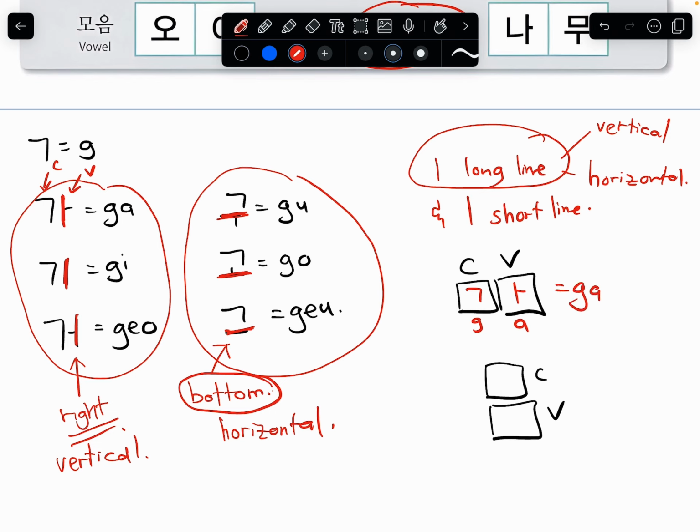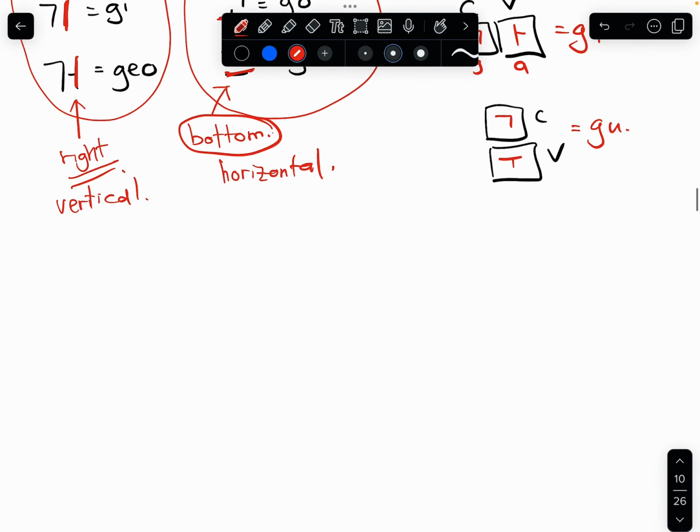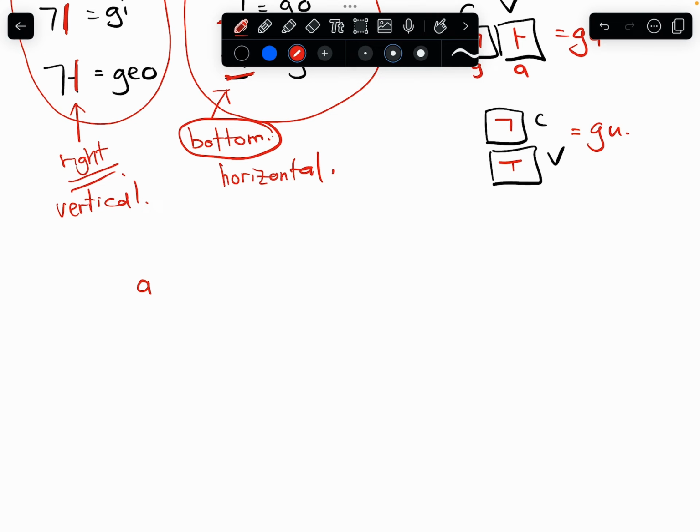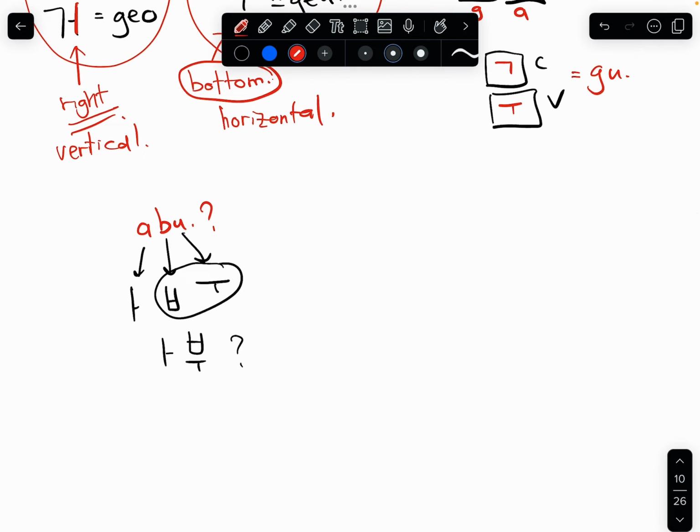So the sound will be ga, or G and U, the sound will be gu. So one more concern is, what if we want to say abu? How do we say abu? A, we know the shape should be like this, and B is like this, U is like this, right? So this one you can combine, so it becomes bu. And then how do you say it? You should write like this. It is correct, right? So the answer is wrong. You cannot write like this. It should come with the circle.